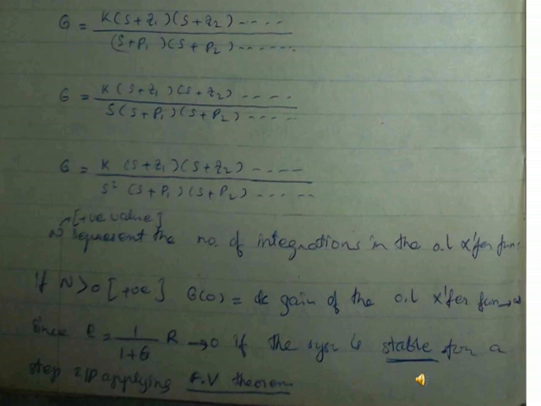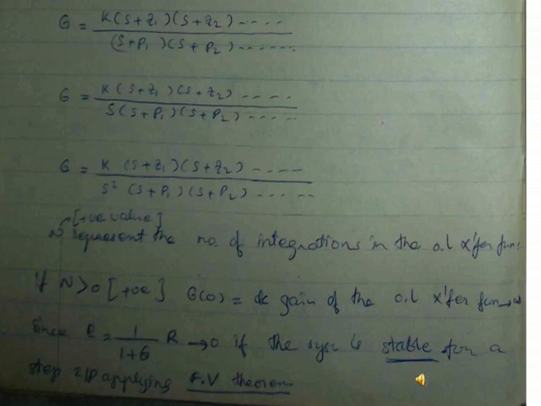So G equals K multiply S plus Z1 multiply S plus Z2 divided by S square multiply S plus P1 multiply S plus P2. So in this case, N is the positive value. This represents the number of integrations in the open loop transfer function. If N is greater than 0, G0 is equal to the DC gain of the open loop transfer function. So E equals 1 by 1 plus G multiply R. That way, as R approaches 0, the system is stable. In this case, that will be the step function applying the feedback theorem.